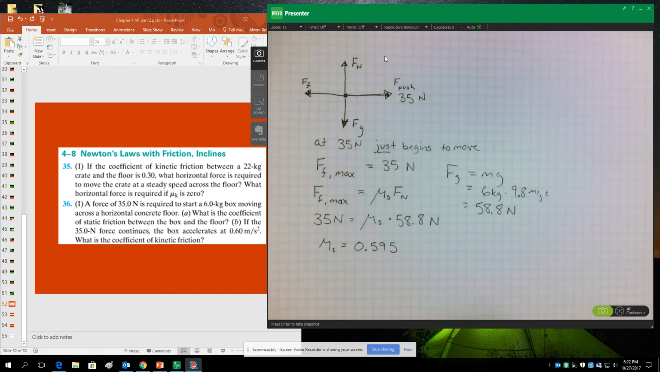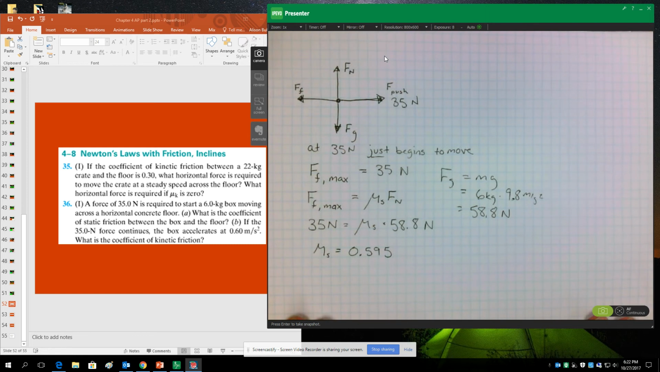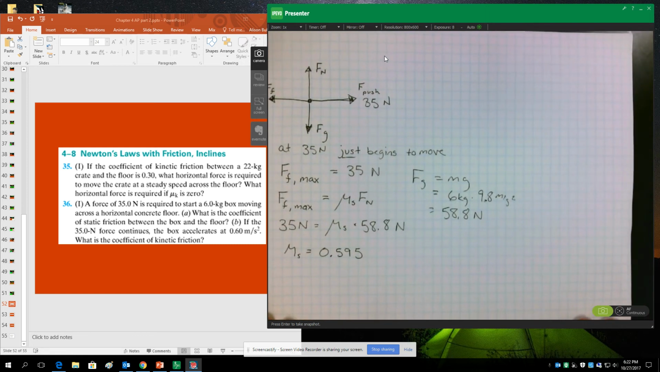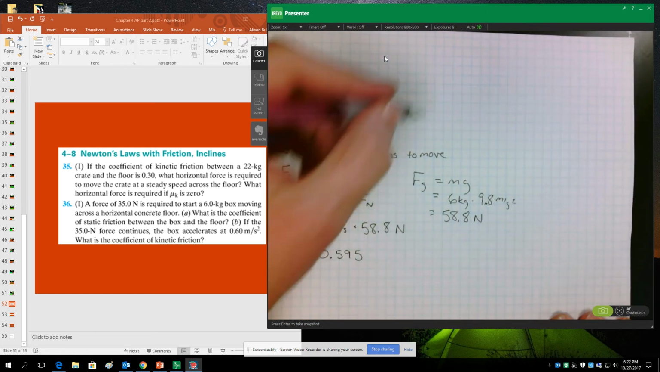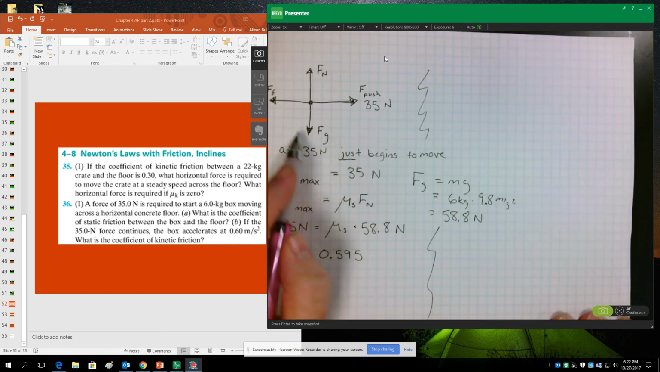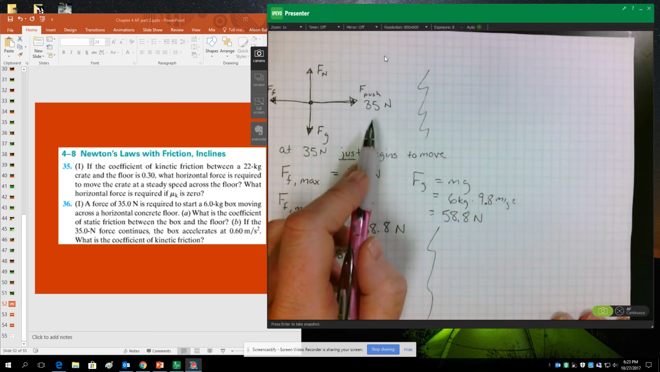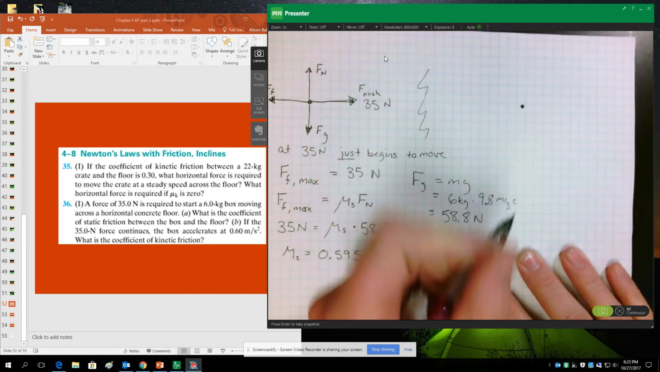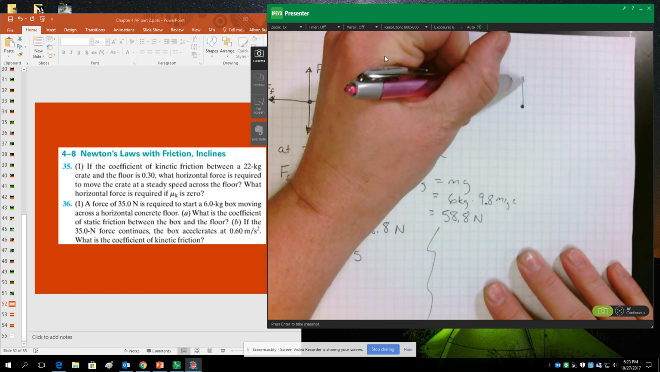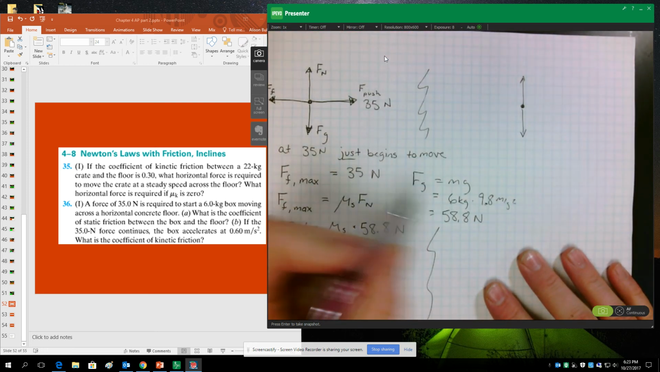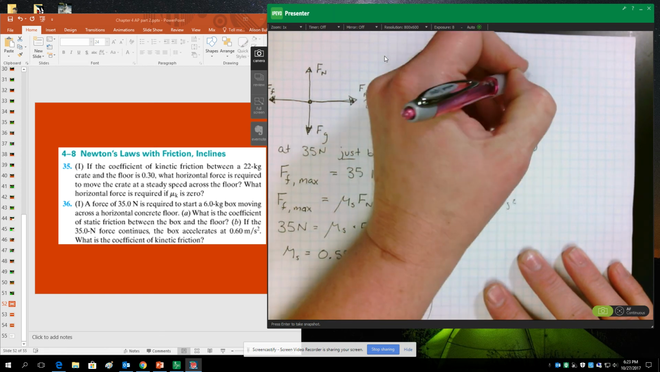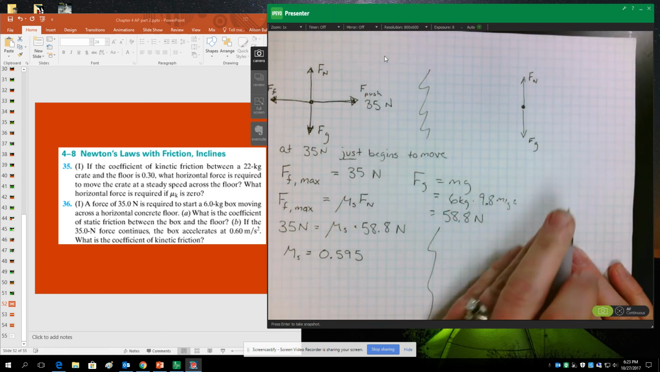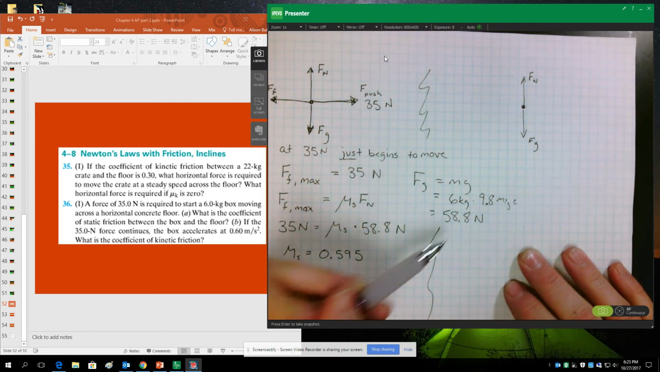Okay, so part B. If the 35 newton force continues, then the box accelerates at 0.6 meters per second squared. What's the coefficient of kinetic friction? I'm going to try to get this all on one screen. So this is the static situation. Everything's in balance because it's not accelerating up until that 35 newton point. Now, when it's moving, it's accelerating. It's still on this horizontal surface, and those two vertical forces are still the same size as before, and they're still in balance. We know the quantity of that normal force and pull of gravity is 58.8 newtons.